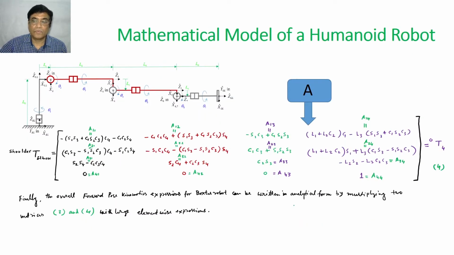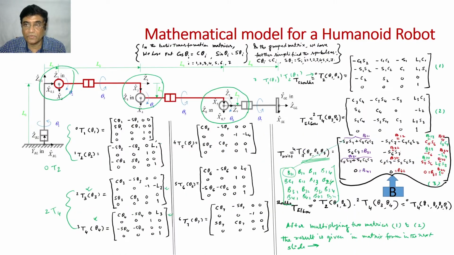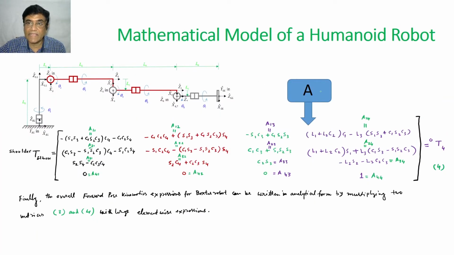Now, continue our discussion. Now we need to calculate elbow with respect to shoulder. That means this matrix, the transformation matrix of 4 with respect to 0. Okay, with respect to 0. That means this and this we are multiplying to calculate elbow with respect to shoulder. Okay, and this is the matrix, and I am calling this matrix A matrix.